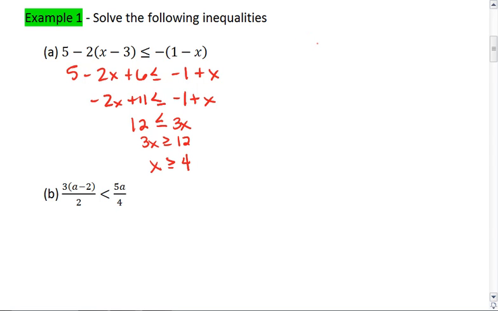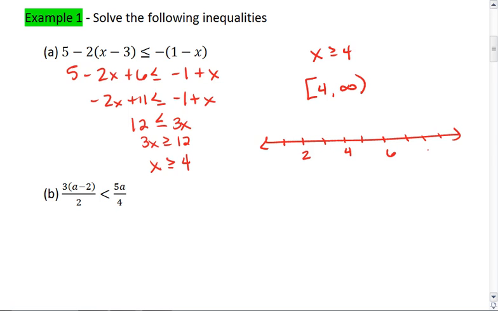Now I can leave this as an inequality. Or I can write this in interval notation, in which case we use 4, infinity, with square brackets around the 4 because of the greater than or equal to sign. And then I can also graph this. So I find the 4 on my number line. I'm going to put a bracket right there to indicate we do include the value 4. And then I'm going to thicken towards positive infinity.